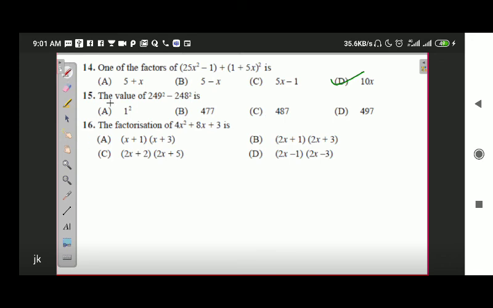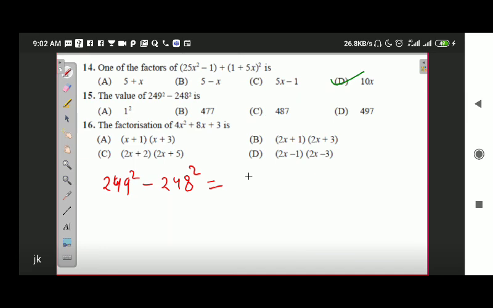Okay, 15th one. The value of the polynomial 249 square minus 248 square. We have to find out the value of 249 square minus 248 square. Okay. So first of all, we will see. You can try it this way. You can find the square of 249, and then you can find the square of 248, and then you can subtract both the numbers, and that can be called your final answer.